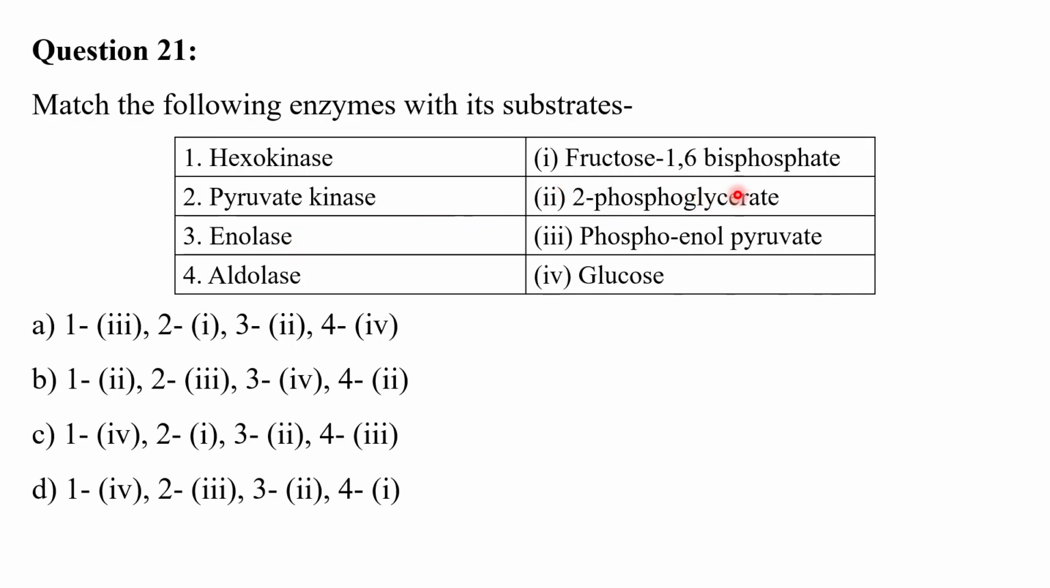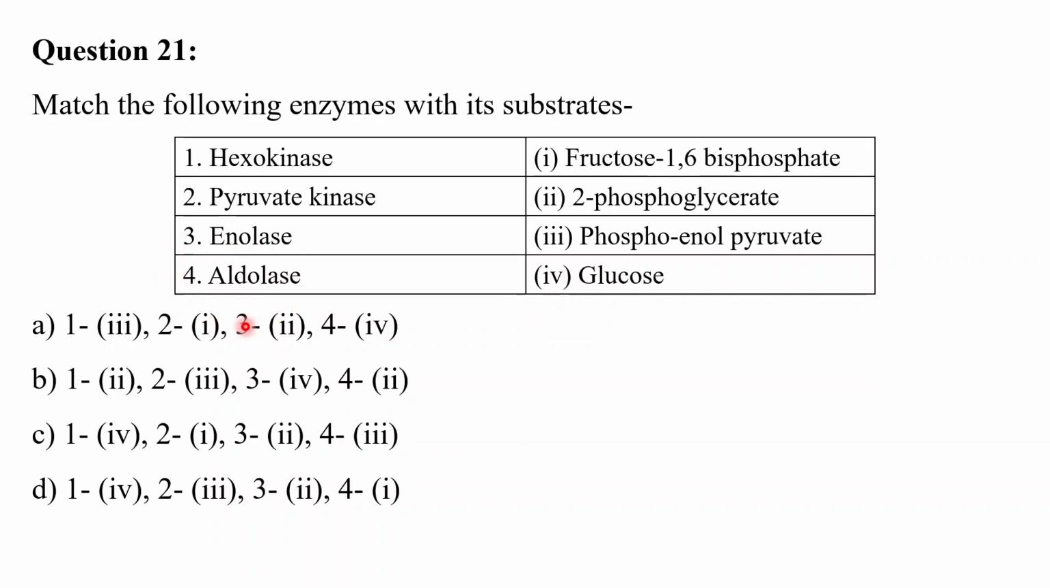The substrate for enolase is 2-phosphoglycerate. Enolase was changing the alcohol group into an ene group. 2-phosphoglycerate has an OH. That OH will be removed and in its place a double bond will be added. So that is enolase activity. From 2-phosphoglycerate, phosphoenol pyruvate is formed by the enolase enzyme.